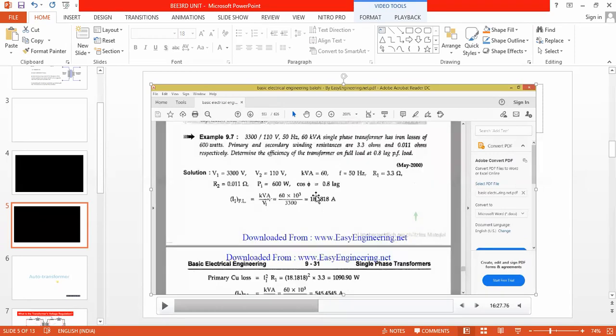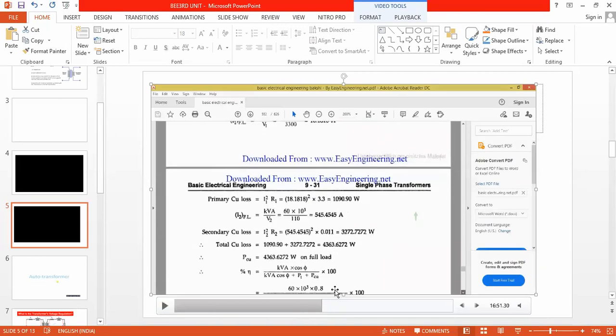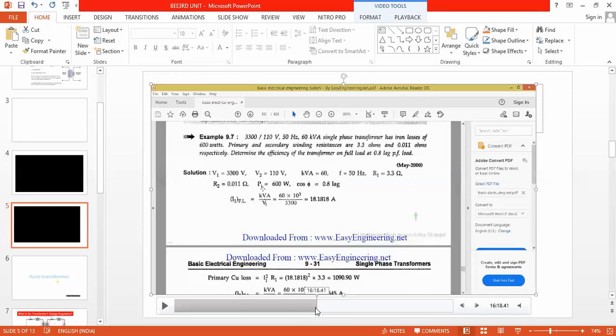Once again, I'm taking you back to the problem. What is the rating, all of you? VA rating 60 kVA, that is 60 into 10 power 3 into, and what is the power factor value they have mentioned? 0.8. Power factor means cos theta. Yes, this is the first problem. Be perfect with the problem we are discussing.